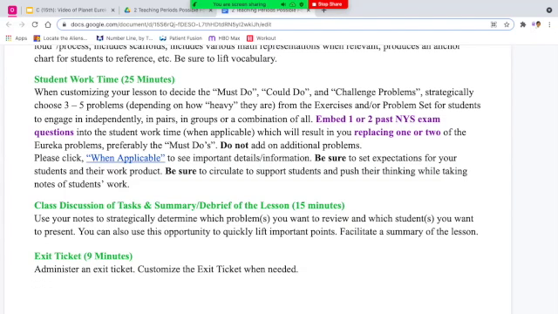Class discussion of task and summary debrief of the lesson has increased to 15 minutes because there are more problems that you assign students. So you want to give a little bit more time. And remember, if you're embedding in past New York State exam questions, you want to ensure that during that class discussion of tasks, those questions you want to review. And then, of course, your exit ticket.